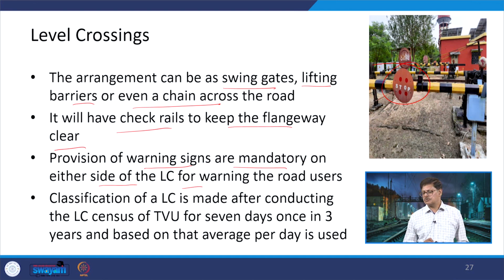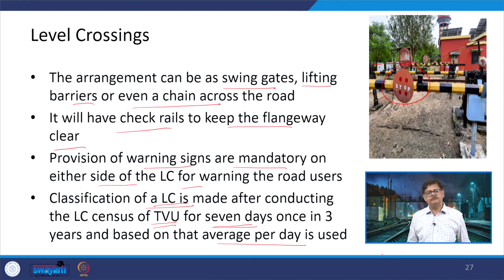There is a train which is going to arrive at this location. The classification of the level crossing is made after conducting the level crossing census of TVU, and this is being done for 7 days once in 3 years, and based on that the average per day is being used. So, every 3 years the census is to be done for the number of trains which are moving here, for the number of vehicles which are crossing on this particular location.